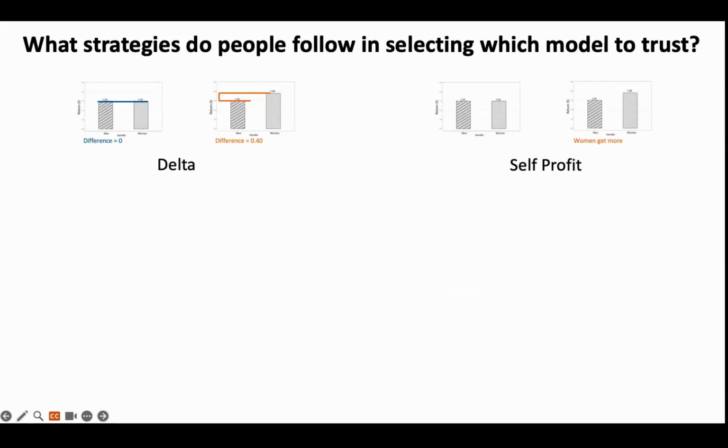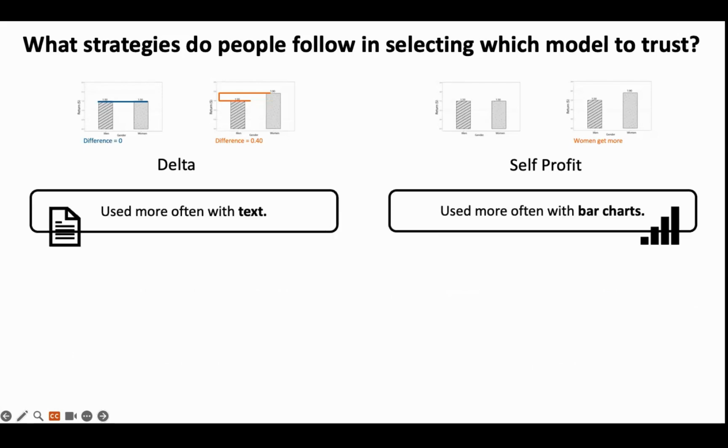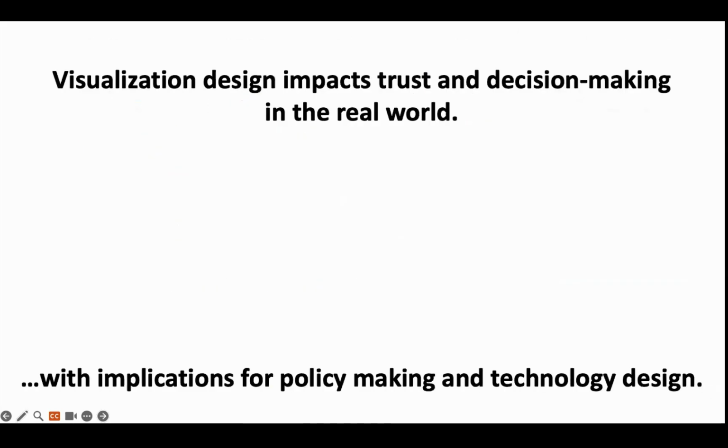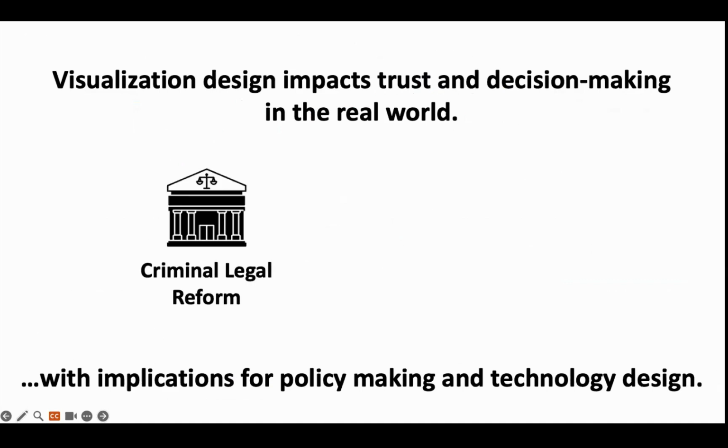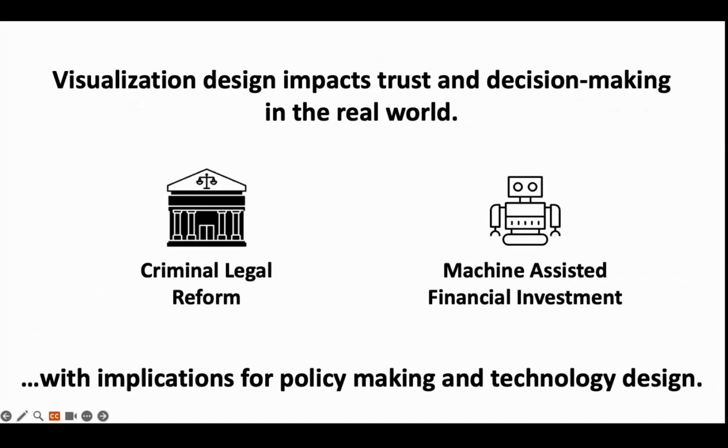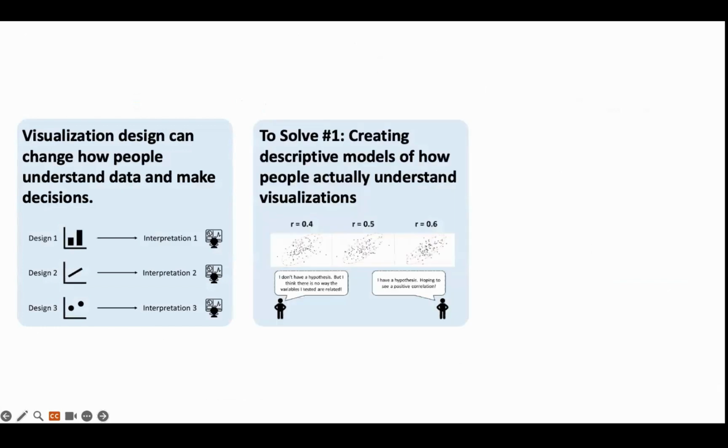If you want to read more, of course, this is all in the paper. All right, so just to quickly summarize: design impacts trust and decisions in the real world, for policy and for technology design. And we talked about these two domains. Overall, all in all, what we want to think about is just how visualization design impacts decisions that people make.